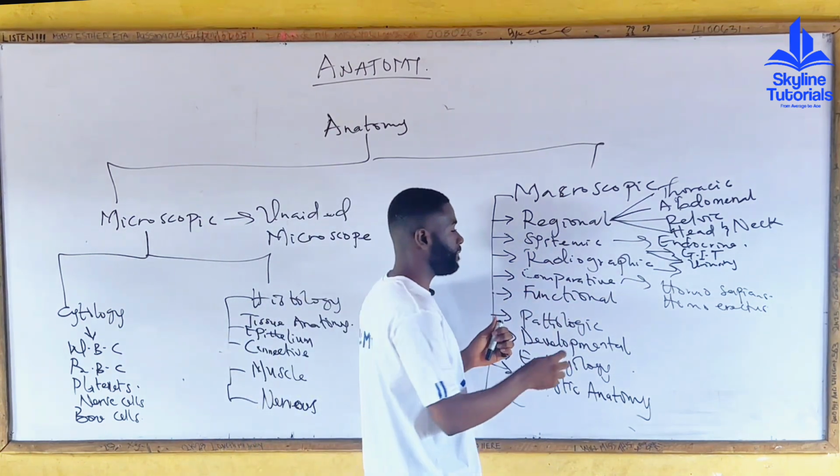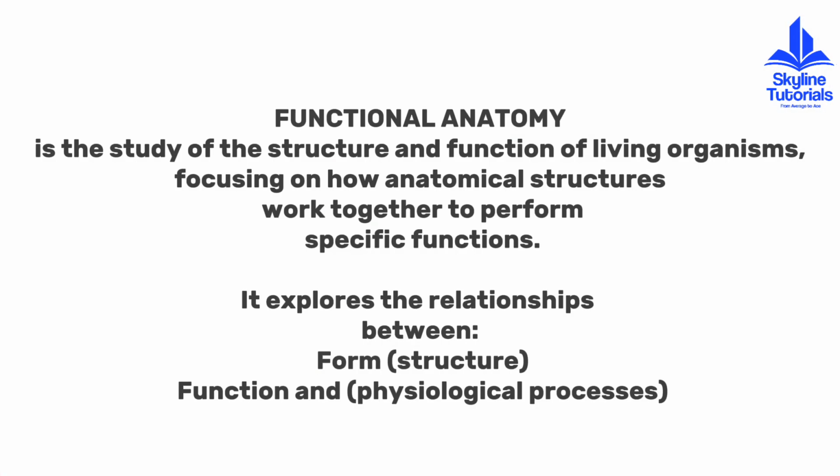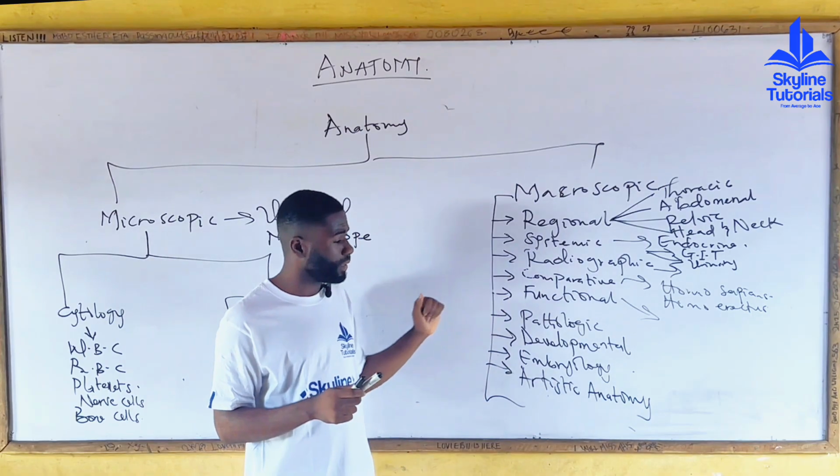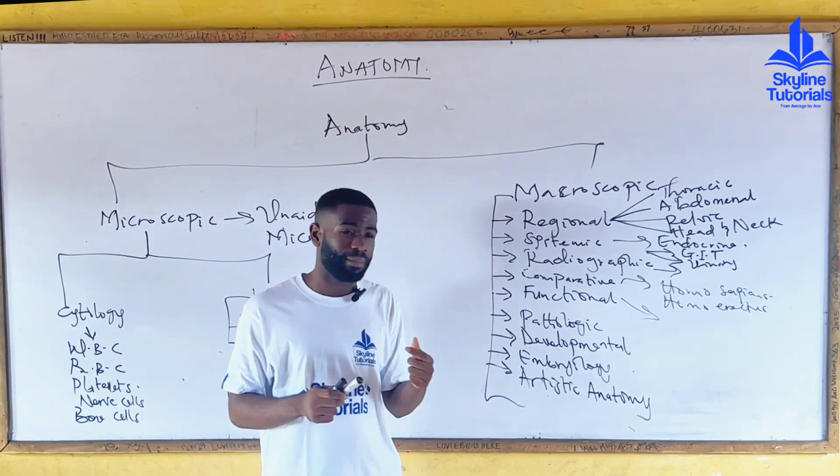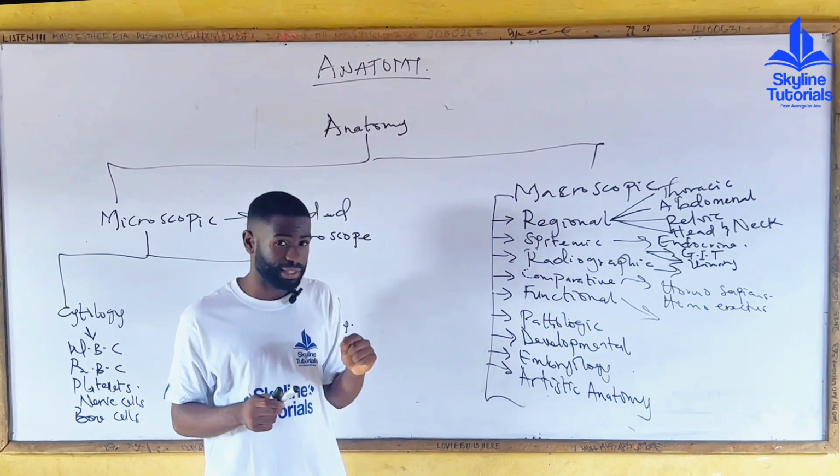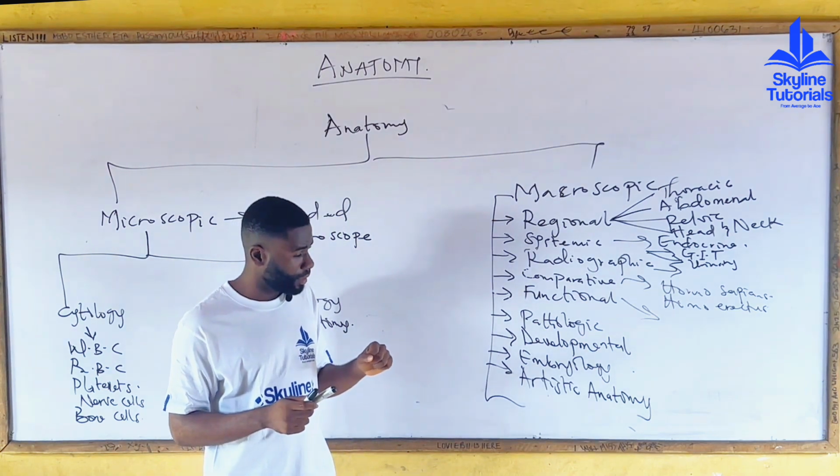The next is functional anatomy. Functional anatomy can also be called applied anatomy. It is simply the study of the structures as well as their function in relation to physiological mechanism. Take note of that. We'll get to know what physiological mechanism entails subsequently still in this series.